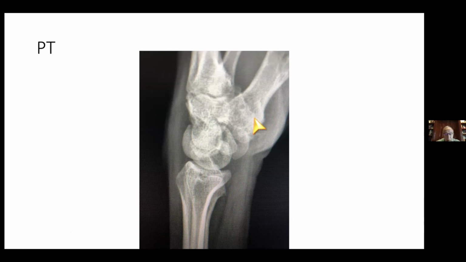So Jen O'Donnell, what do you think we should do about it? Hi, so I think given these findings, first I would get some additional imaging. As far as treatment options, probably would consider SL ligament reconstruction. Okay, well, you're right on.